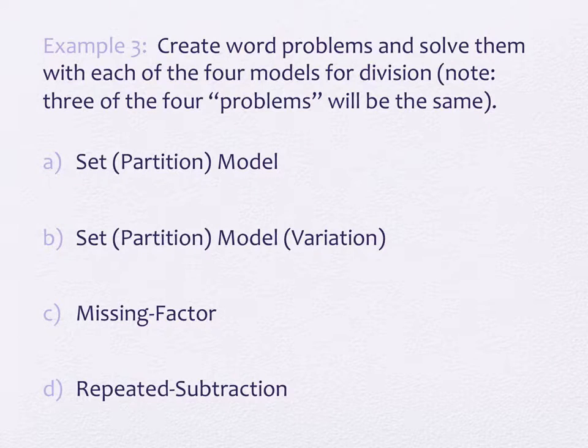So, in your groups, you're going to create, basically, 2 models. That's A and B here, the set partition model and the variation for that, okay? So one where you fix the number of items in each group and one where you fix the number of groups. And then you're going to solve them by the 4 different methods once you've created those 2 problems, okay? So create a problem for A, solve it. Create a problem for B, solve it. And then use one of those problems, A or B, as the problem for C and D. Does that make sense? Okay.